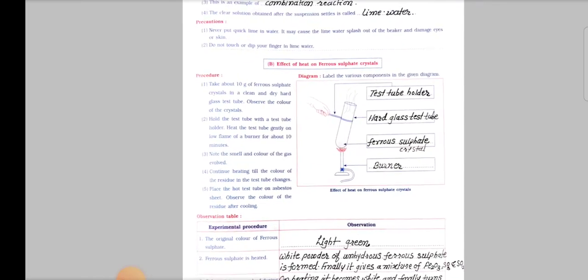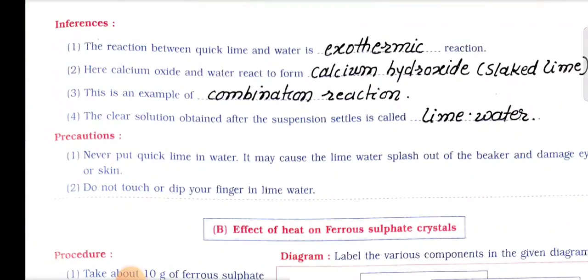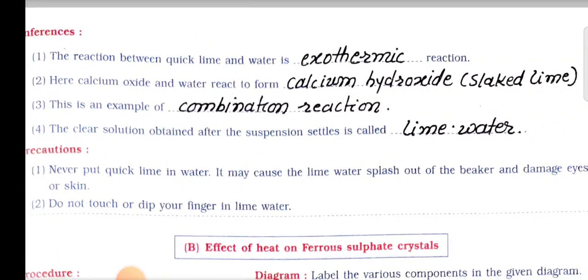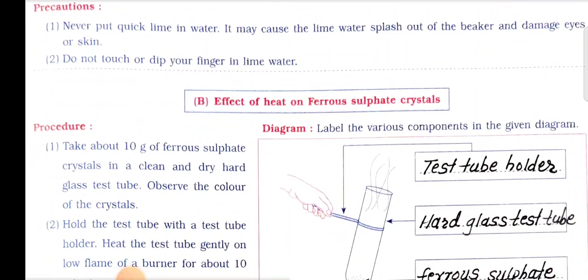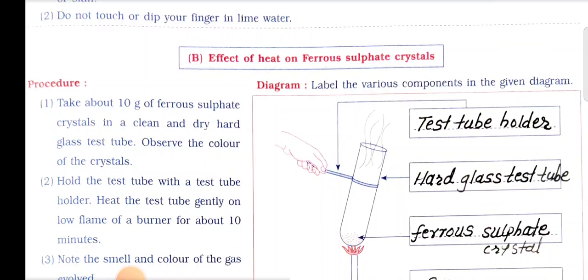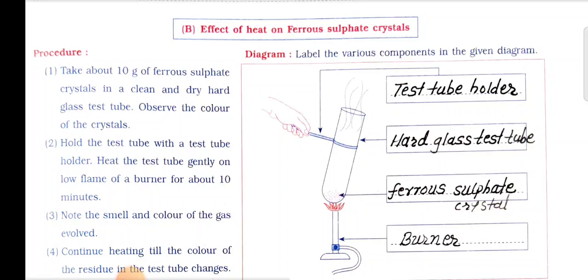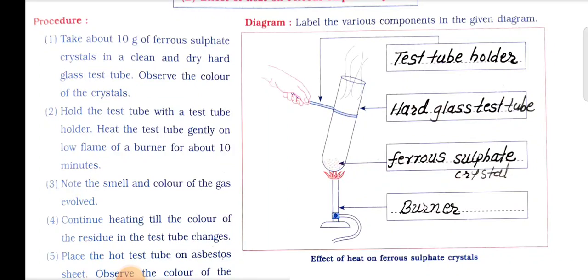Now next, in inferences, see carefully for filling the blanks. Now B, effect of heat on ferrous sulfate crystals. Diagram: label the various components in the given diagram. Test tube holder, hard glass test tube, ferrous sulfate crystals and burner.